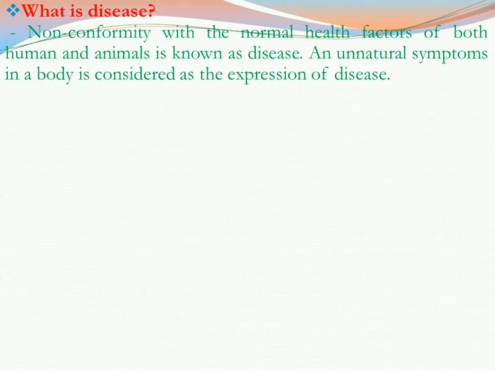First of all, let us know what is disease. To know about poultry disease management, at first we have to know which thing is called disease. Non-conformity with the normal health factors of both humans and animals is known as disease. And unnatural symptoms in a body are considered the expression of disease. So that is not a normal condition, and such factors are known as disease.